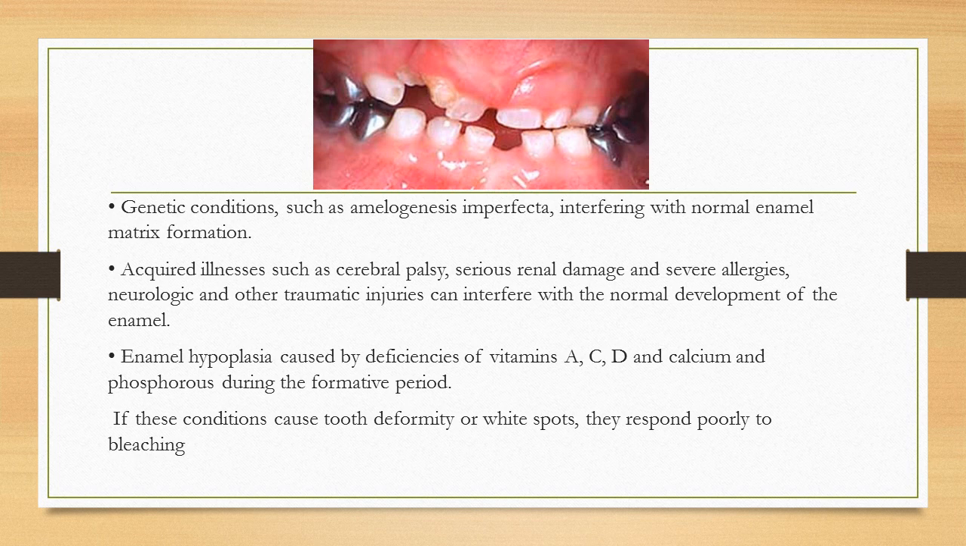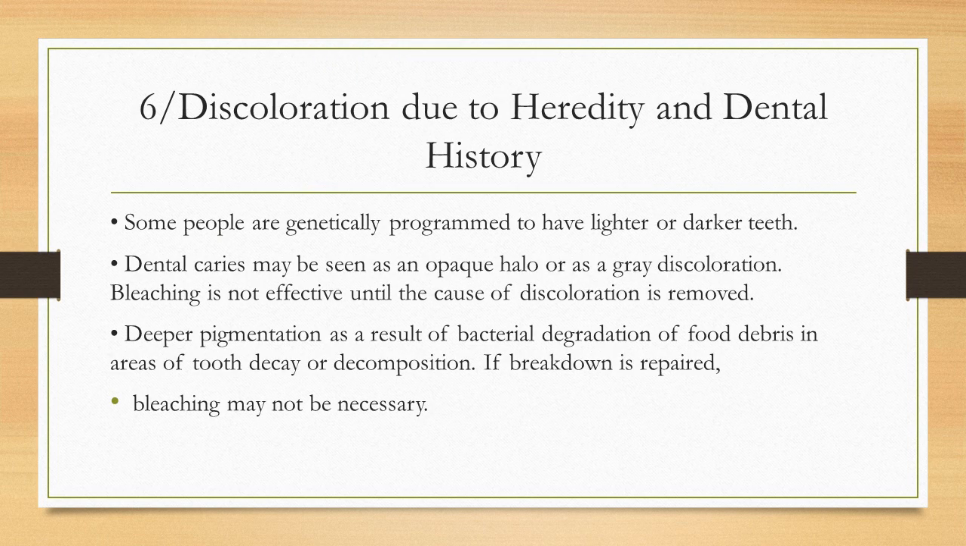Some genetic conditions like amelogenesis imperfecta will interfere with the normal development of the enamel matrix, and they will cause discoloration. Some acquired illnesses like cerebral palsy, serious renal damage, severe allergy, neurologic and other traumatic injury will cause some developmental change in enamel. Enamel hypoplasia is due to deficiency of vitamin A, C, D, and calcium and phosphorus. Any deficiency of these can cause enamel hypoplasia. The deformity will be a white spot, and will respond poorly to bleaching.